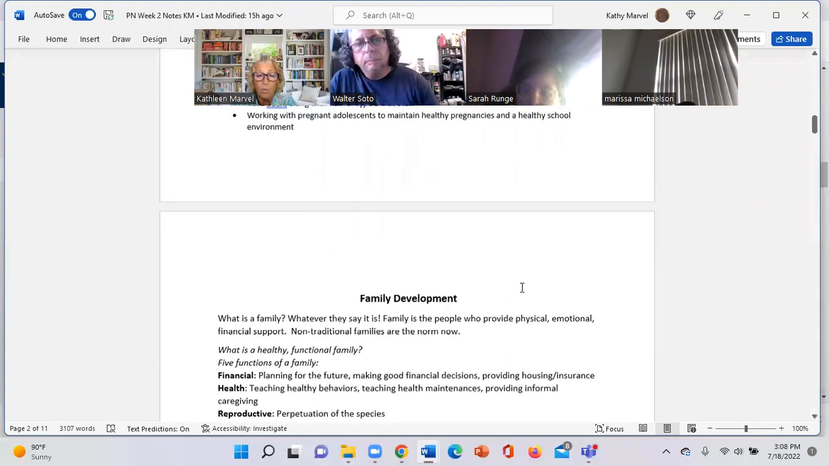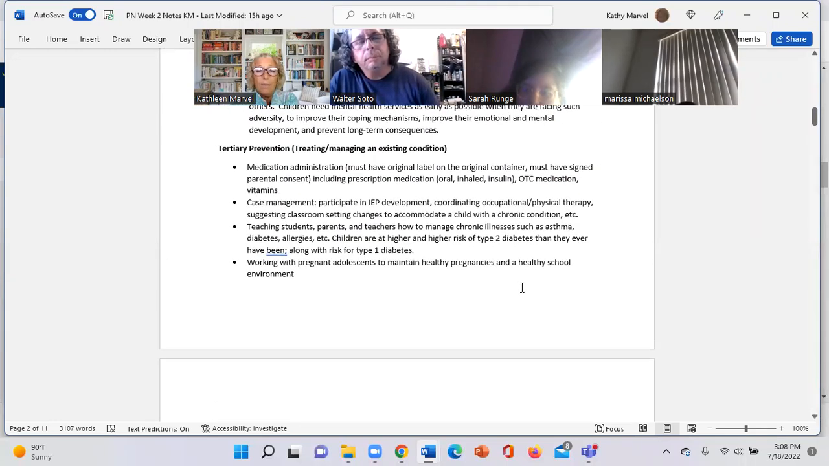Okay, and then let's go through a couple of tertiary examples. Okay, so tertiary would be medication administration, meaning that they have some kind of a condition, allergies, asthma, ADHD, seizures, that require them to take medication. So actually giving medication is a tertiary prevention. So they already have something that they need medication for.